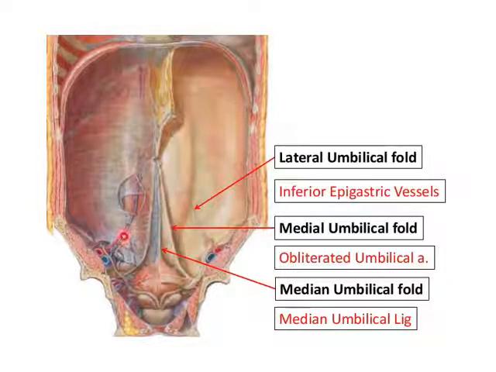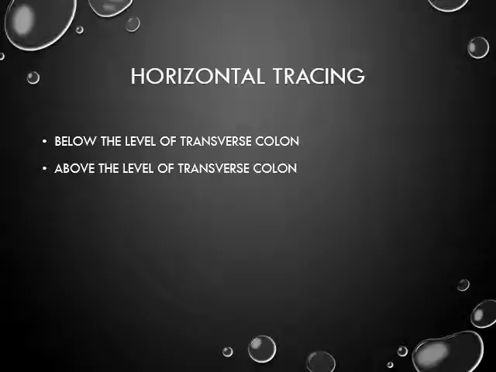So you can notice it is forming a few folds here. In the midline we have a median umbilical fold. Next to it we have the medial umbilical fold, and lastly we have the lateral umbilical fold. You need not know much about this, but remember, right beneath the umbilicus the parietal peritoneum is forming a few folds: median, medial and lateral umbilical folds.